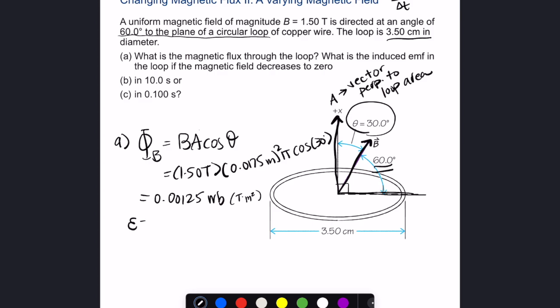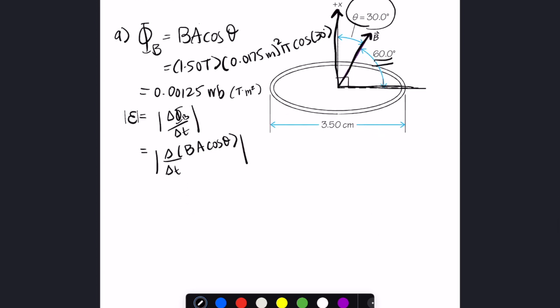So let's write down what EMF is. And we can do the magnitude here. Okay, it's going to be delta phi over delta t. Let's expand what phi is. Phi is B A cosine theta. Okay, let's take out all of the variables that are not changing with time, right? Is the area changing with time? No. Is the angle changing with time? No. So what is changing with time is the magnetic field.